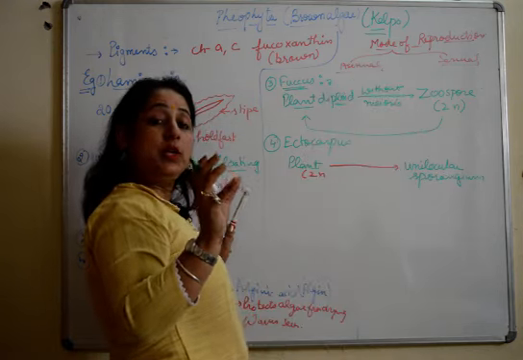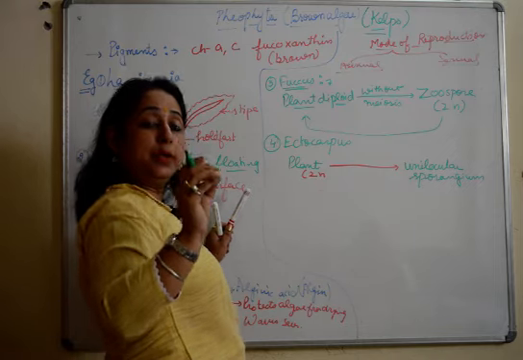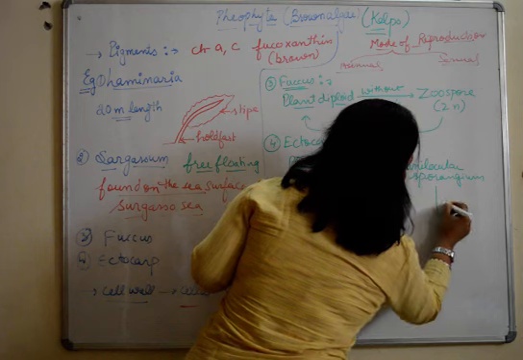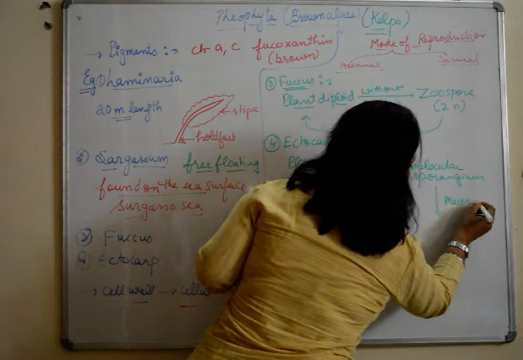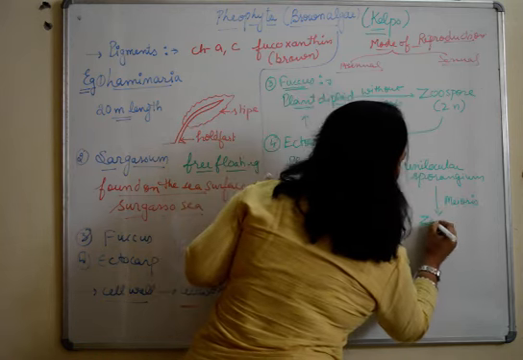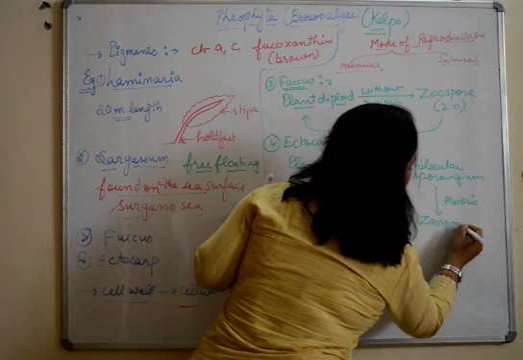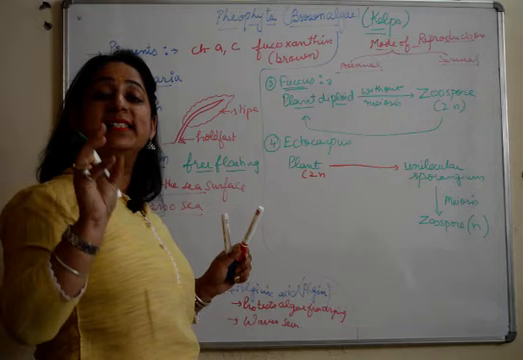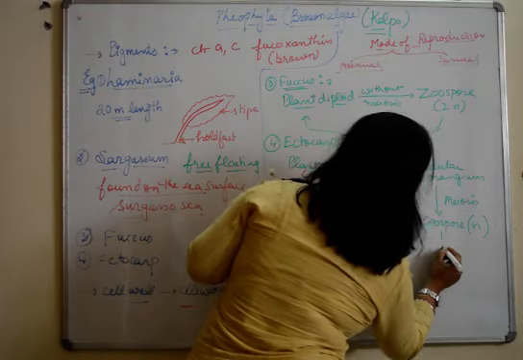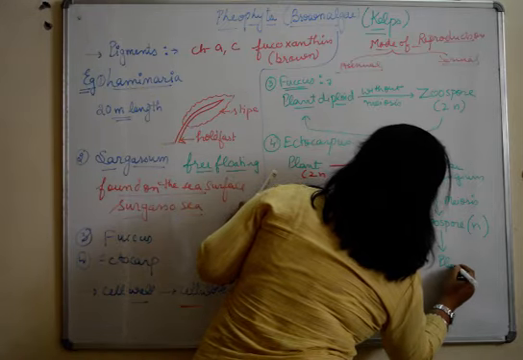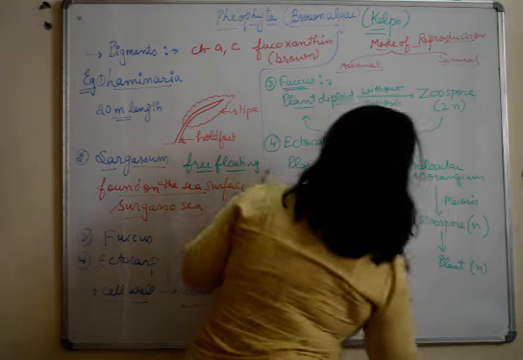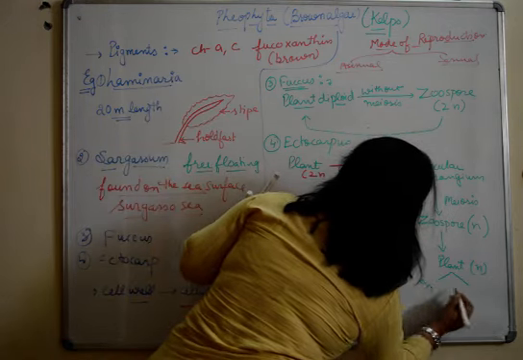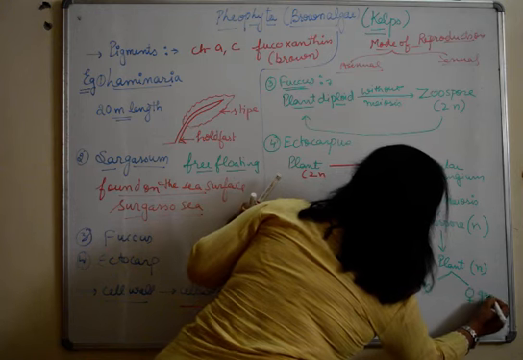And this unilocular sporangium is going to meiotically divide. It will undergo meiosis to form a zoospore which is haploid in nature. This diploid zoospore will give rise to a plant which is also diploid in nature. This plant will lead to formation of male and female gamete.